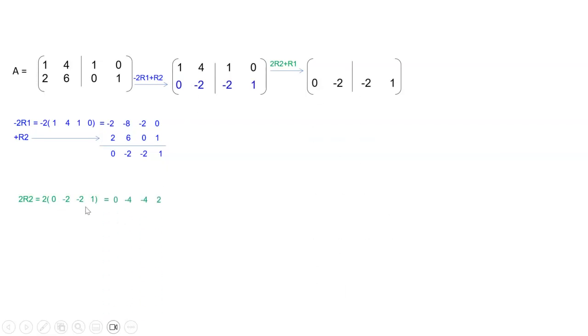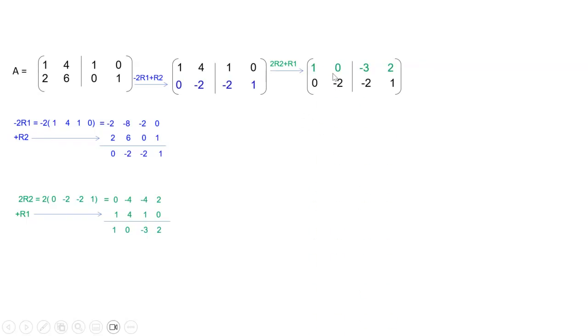So 2 times 0 will give us 0. 2 times -2 will give us -4. 2 times -2 will give us -4. And 2 times 1 will give us 2. Then we're going to add it to row 1. Row 1, we just bring row 1 over, which is 1, 4, 1, 0. Now we add them. It's going to give us 1, 0, -3, 2. So that's my new row 1.